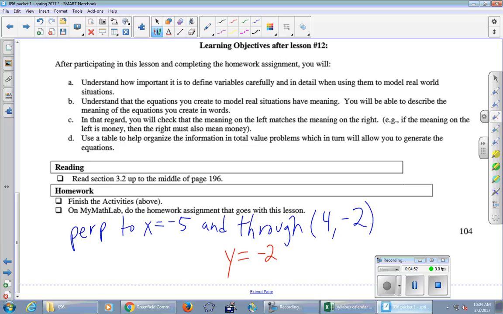So if you started off thinking y equals mx plus b, you probably got into trouble right away. With x equals and y equals, we just need to know vertical and horizontal are special. We're going to treat them completely separate from mx plus b. Is that okay?